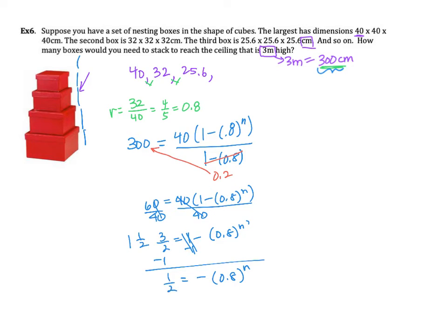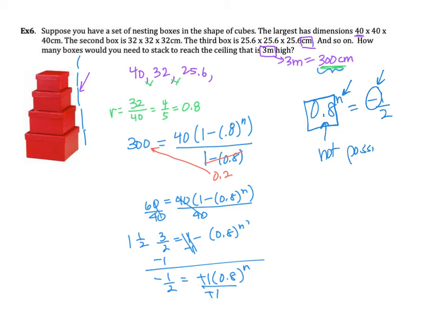So let's think about this. If I have this negative sign here, I could divide by -1, divide by -1. So now I have 0.8 to the n power has to equal -1/2. Can I take a positive base and raise it to an exponent and get a negative number?